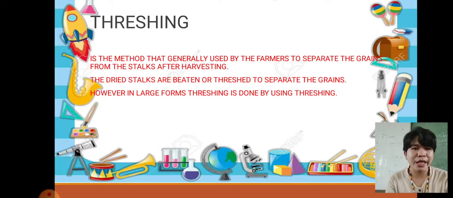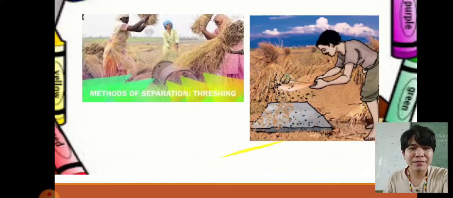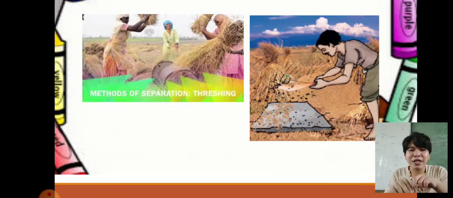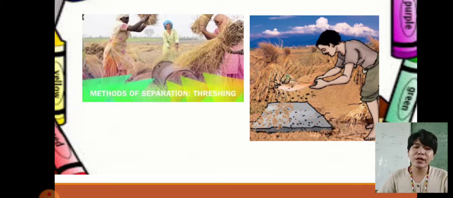Number 2, threshing. Unsa ning threshing? It is a method generally used by farmers to separate the grains from the stalks after harvesting. Kinsa man diri ang naay mga basakan? Makarelate mo ani. Mao ni siyang ginabuhat sa threshing. The rice stalks are beaten so that the grain is separated from the stalk. That is the best example of threshing.